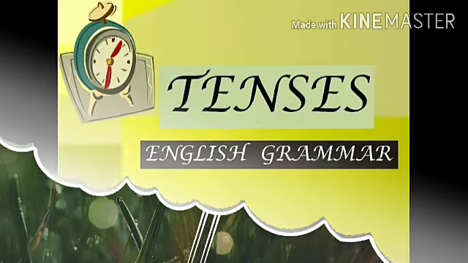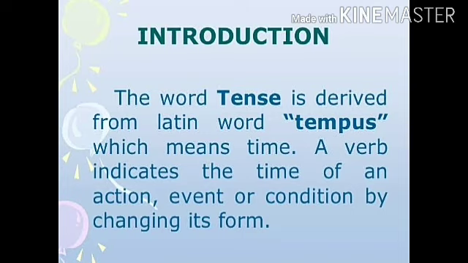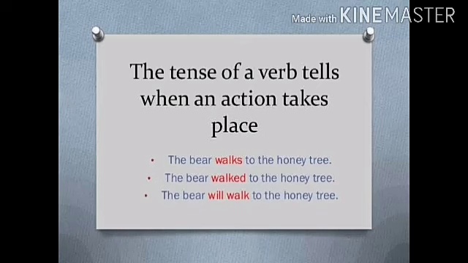Let's begin our next topic, tenses. Now, what are tenses? Can you answer this question? Do you think you know? Now, the word tense is derived from Latin word tempus, which means time. A verb indicates the time of an action, event, or condition by changing its form. It tells us when a particular action takes place. It tells whether it takes place in past or present or in future.